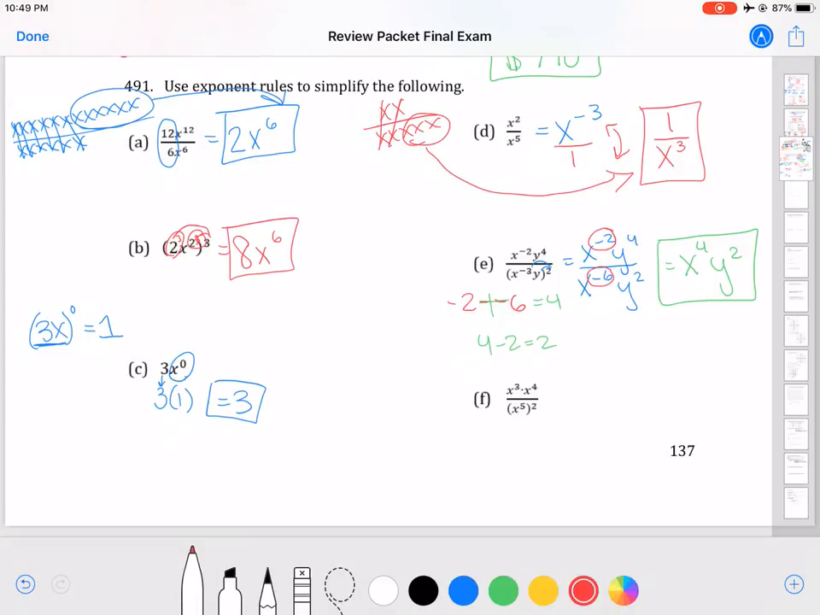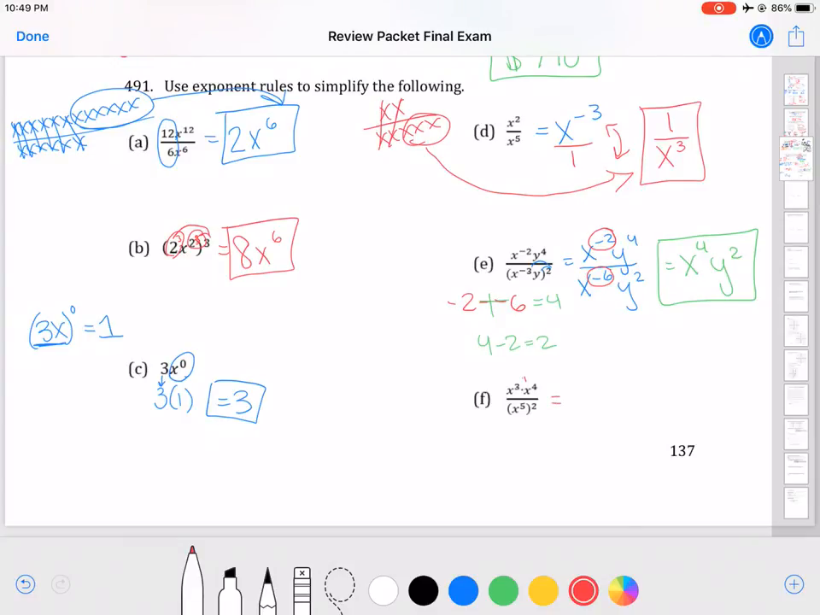All right, now 4 different rules are going to apply for f, so stay on your toes and make sure you keep going until no more rules apply. I have 2 x's on top. I only have 1 on the bottom. I can't start dividing yet because there's stuff that can be simplified on top and bottom. I wouldn't even know which x to start dividing right now, so I need to simplify the top first.